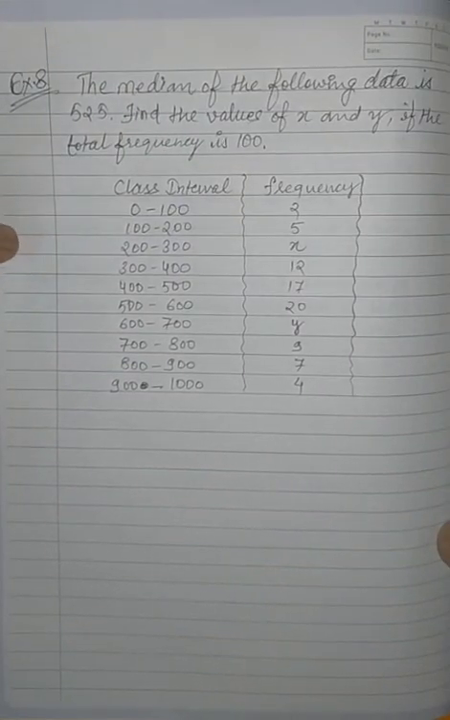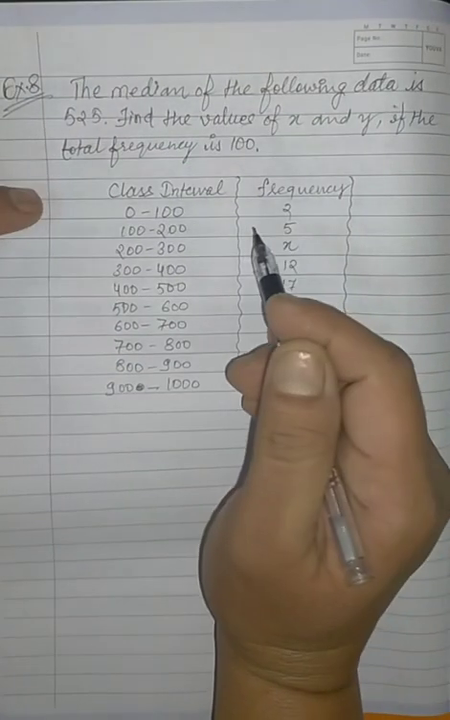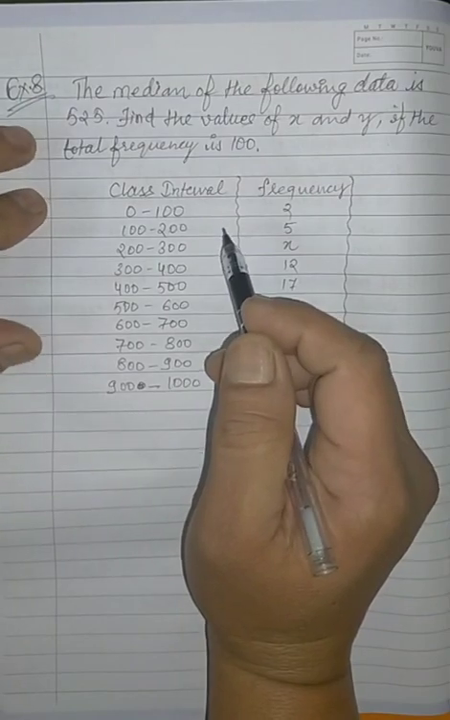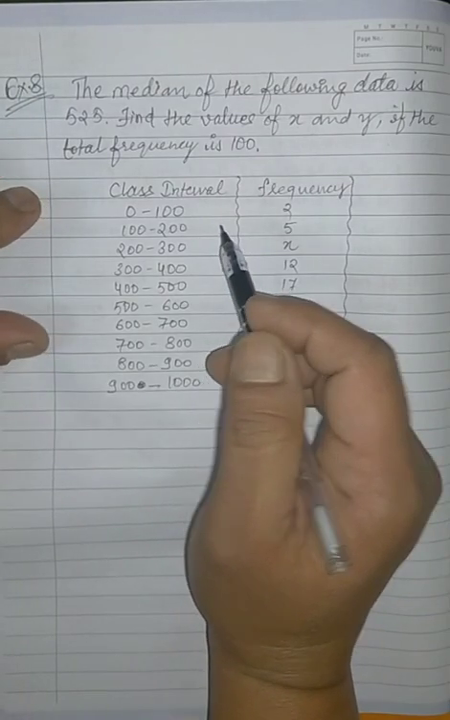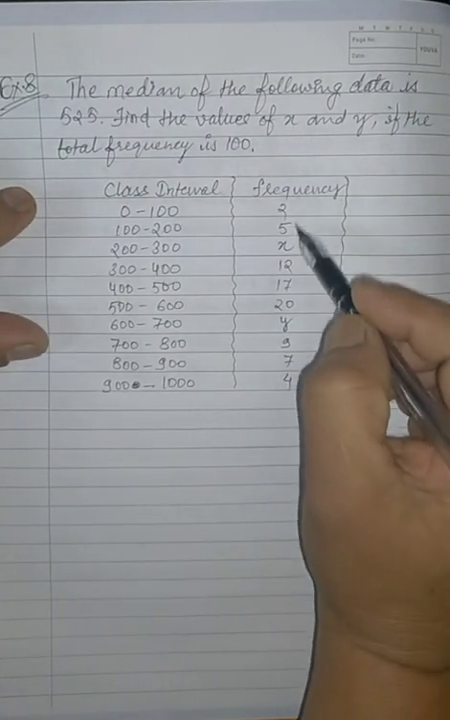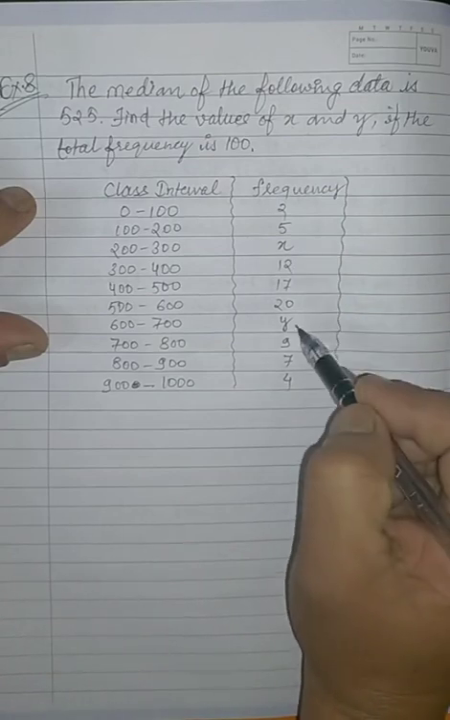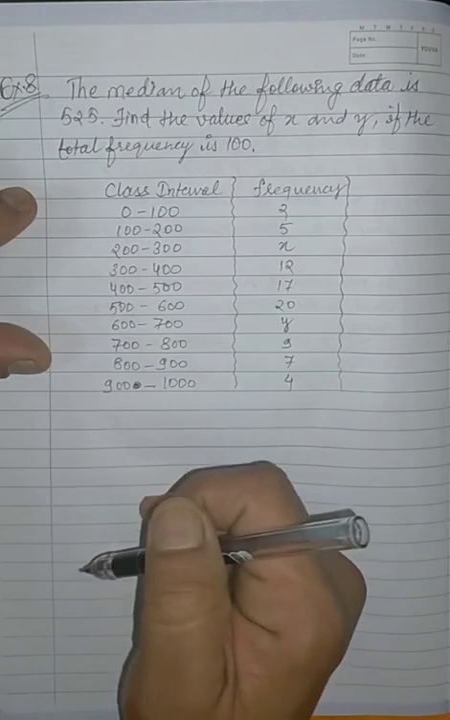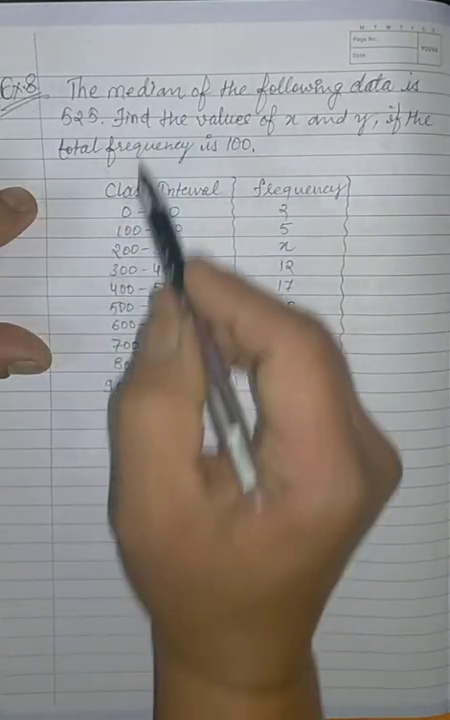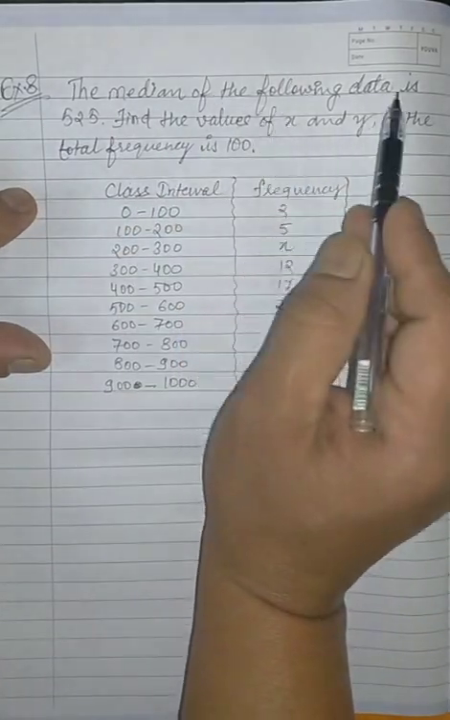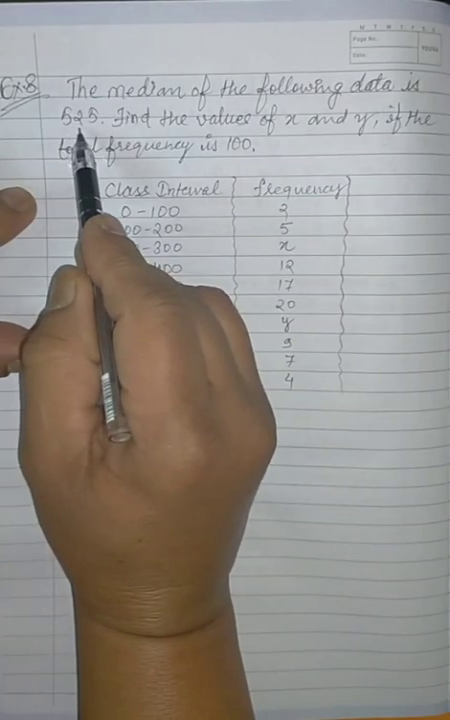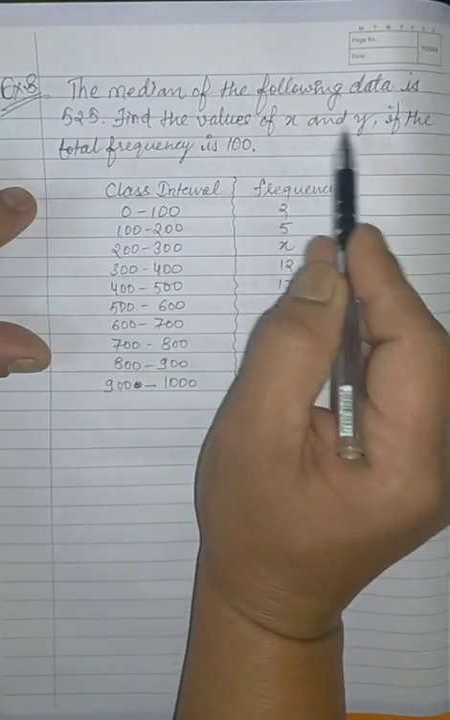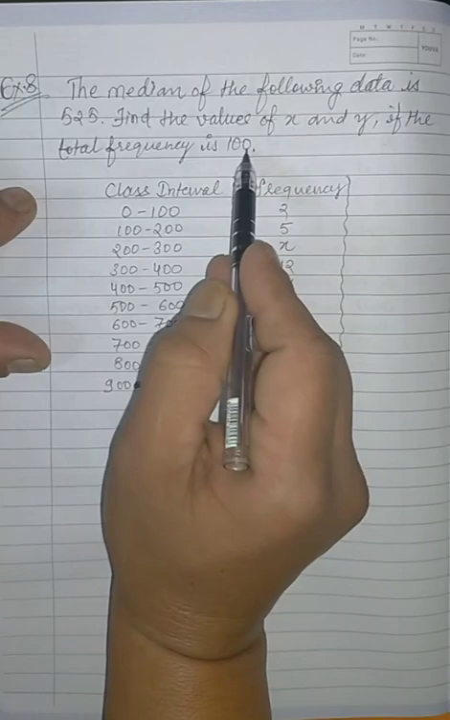In this video, we will see a very important question which is usually asked in board examination. In such questions, we are given some missing frequencies like x and y, which we have to find out. So here we have an example. The median of the following data is 525. Find the values of x and y if the total frequency is 100.